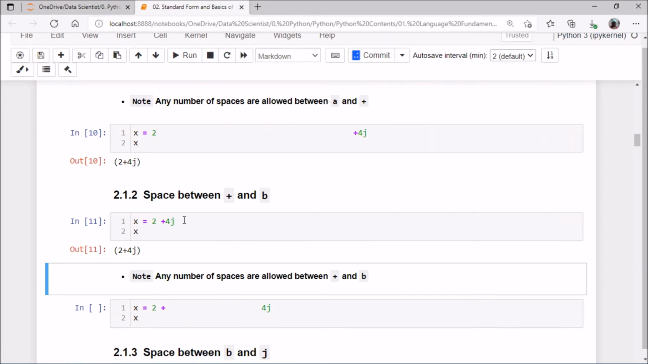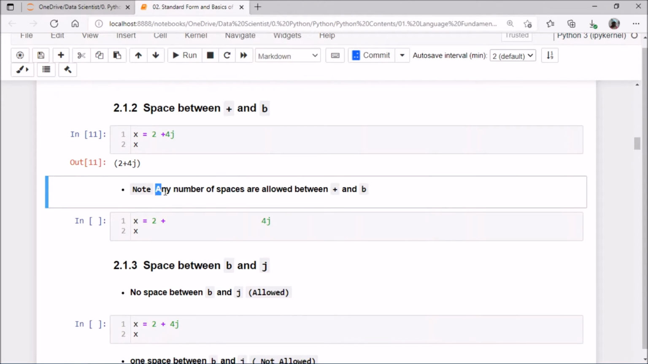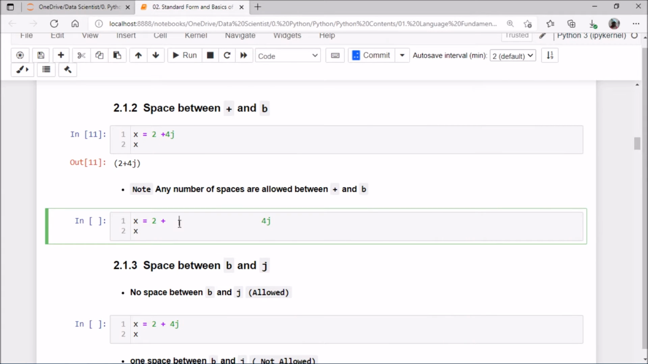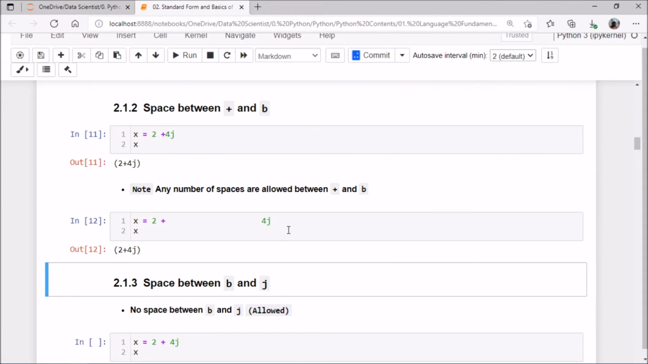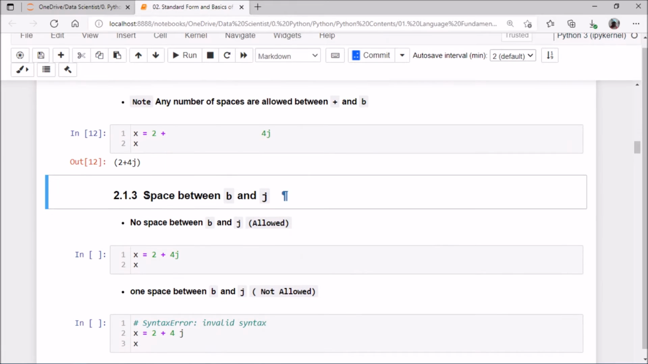It is allowed here, and any number of spaces are allowed between plus and b. We can give any number here, like many spaces between a plus and b. Here it is 4, so it is allowed. We can see the output. And now the term is spaces between b and j.